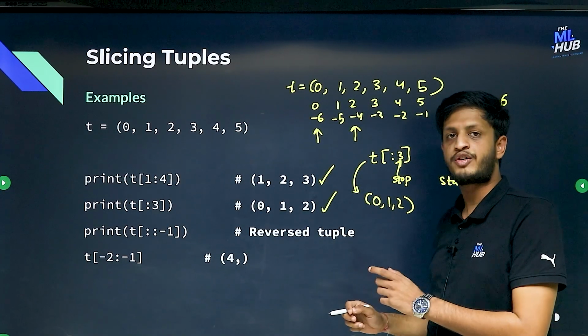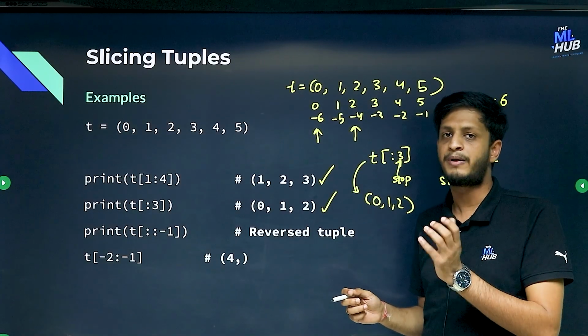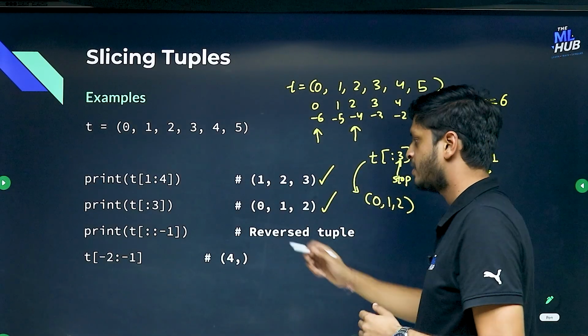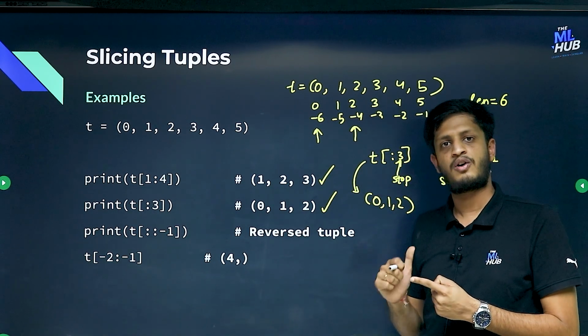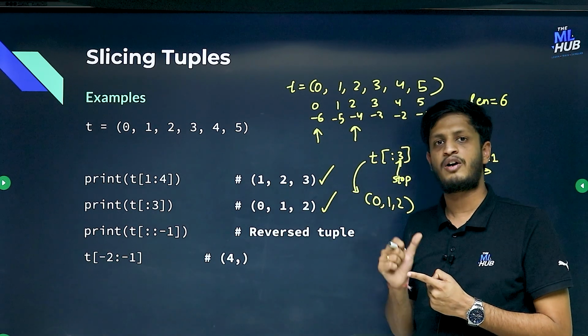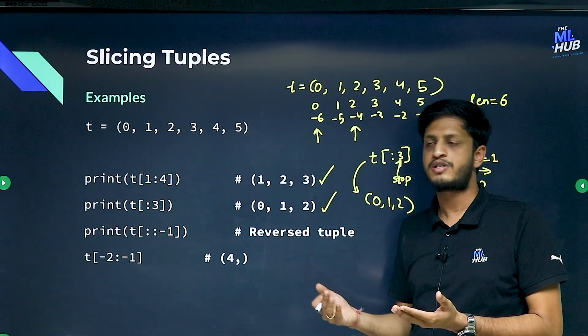If you are slicing a string, you will get a string. If you are slicing a list, you will get a list. And if you are slicing a tuple, you will get a tuple. Okay. Now we have t[::-1]. This is the standard way of reversing a string or a list, and this is also the standard way of reversing a tuple. You will get a new tuple which is the reverse of the original tuple.